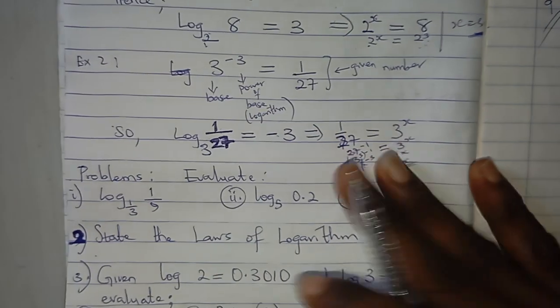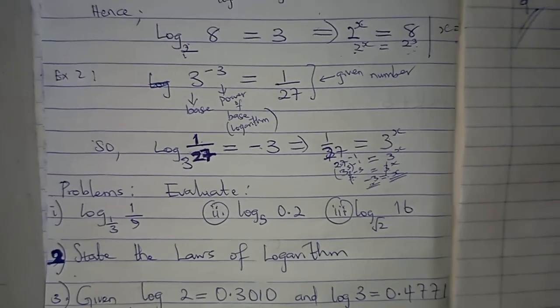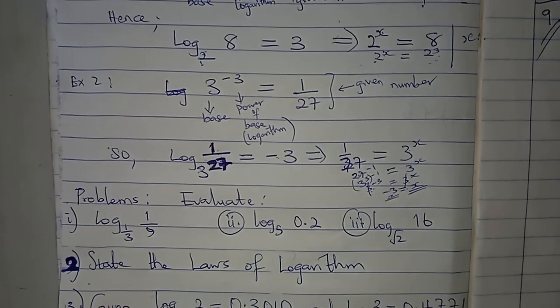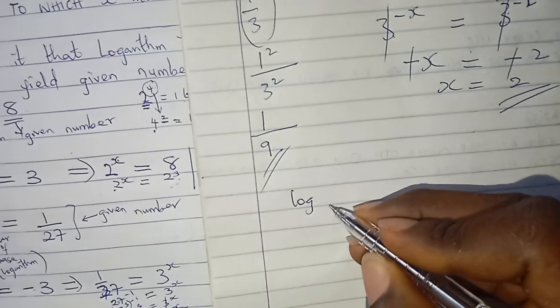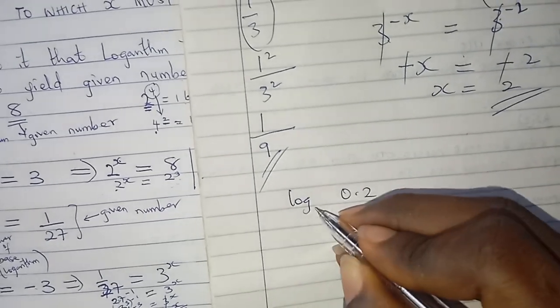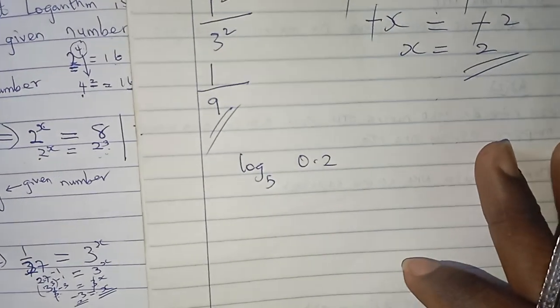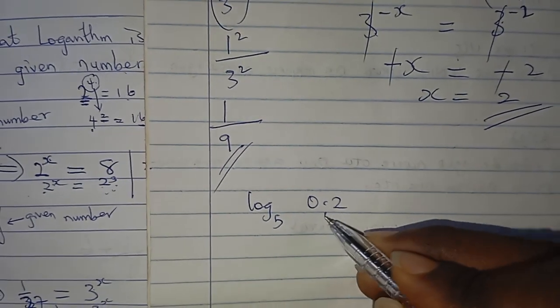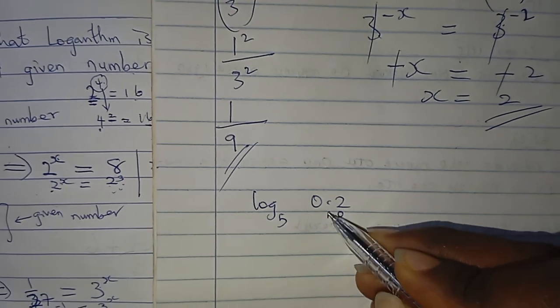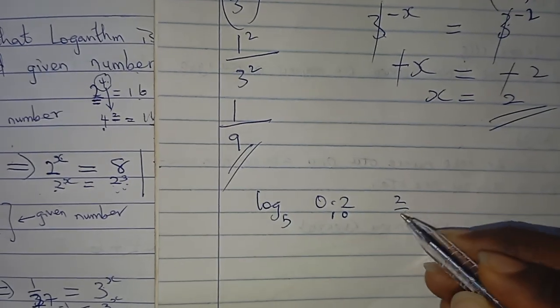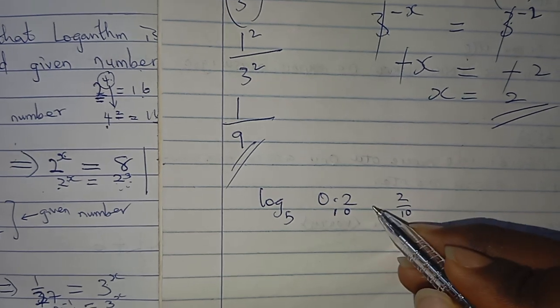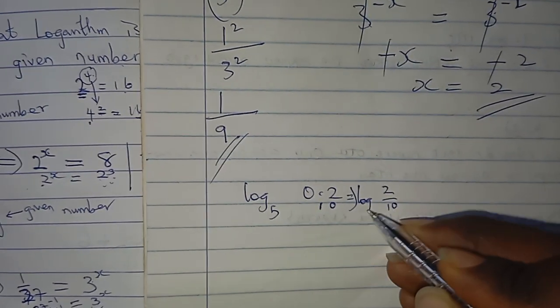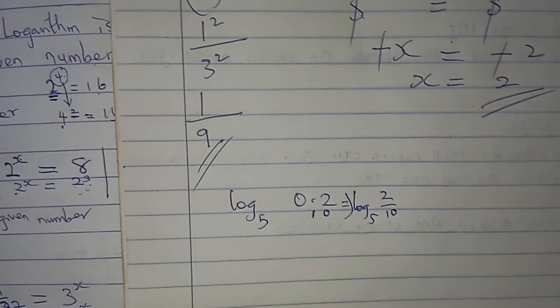Let's go back and check the second question. They said evaluate log 0.2 to base 5. Log 0.2 to base 5. Now notice that 0.2, applying standard form, secondary school, decimal points, all those things, is the same thing as saying 2 over 10. So this can also be written as log 2 over 10 to base 5.